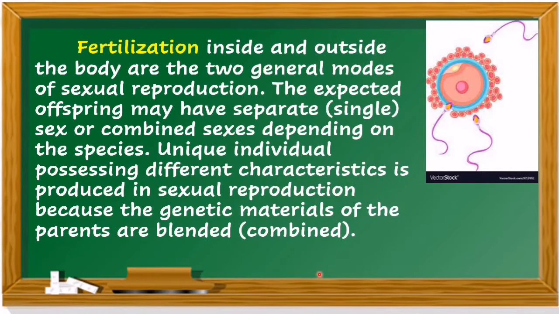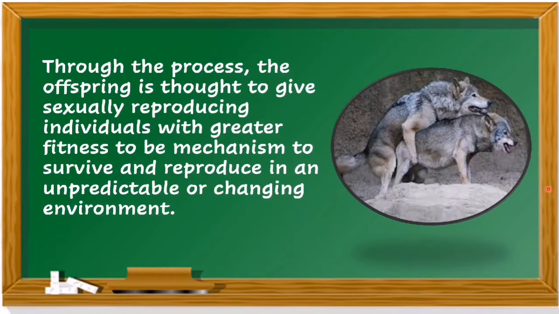Fertilization inside and outside the body are two general modes of sexual reproduction. The expected offspring may have separate, single sex or combined sexes depending on the species. A unique individual possessing different characteristics is produced in sexual reproduction because the genetic materials of the parents are blended or combined. Through the process, the offspring is thought to give sexually reproducing individuals greater fitness, a mechanism to survive and reproduce in an unpredictable or changing environment.